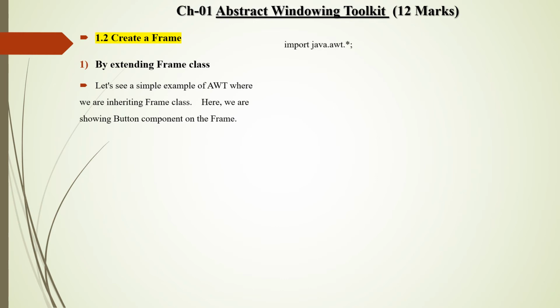In the code, first we import the java.awt package, then we create one class named First and extend the Frame class. Next we create the constructor of the class. In the constructor we create one button. We see the Button class in the next few chapters. Here we only create one simple button.